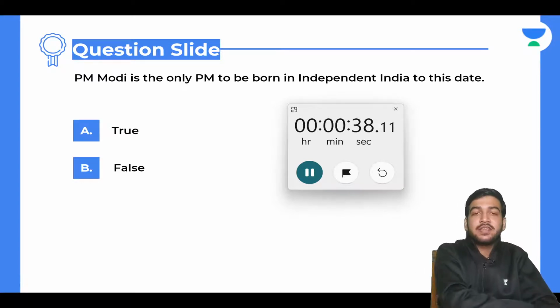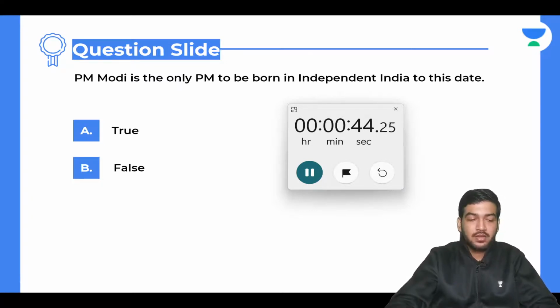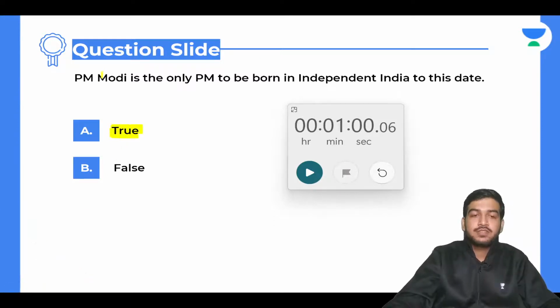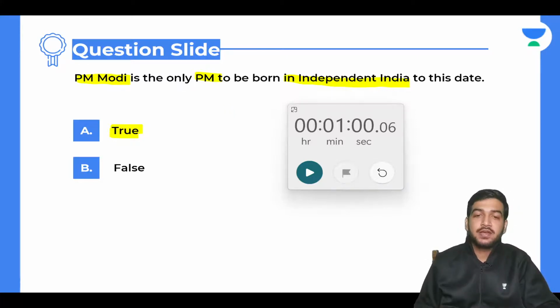We are celebrating the 75th year of India's independence this year, so it is a very pertinent fact related to political GK. Alright, the answer to this question is true. Prime Minister Modi is the only PM till now to be born in independent India. Rajiv Gandhi was born 2 years prior to India's independence, so he was also not born in independent India. Everyone else had been born prior to India's independence.